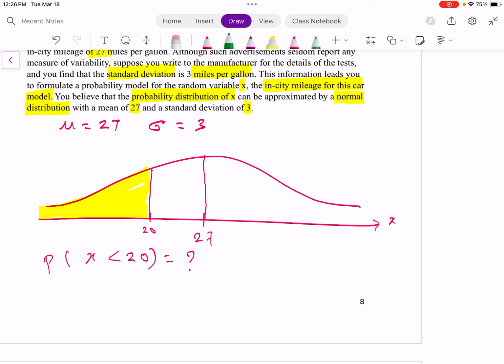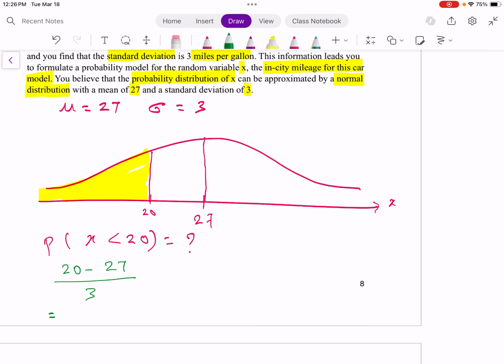Now I want you to convert each x value into z. So for 20, how do we convert? 20 minus mu, 27, divided by standard deviation 3. What do we have as the final answer? Negative 2.33. And how do we convert 27? 27 minus 27 divided by 3, and this is 0. So let's call this area A1. We can call this A2.